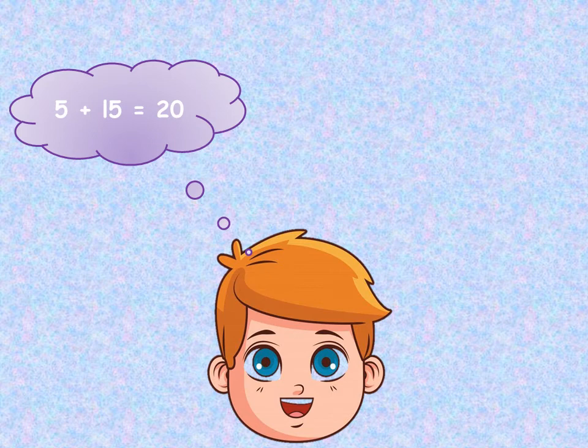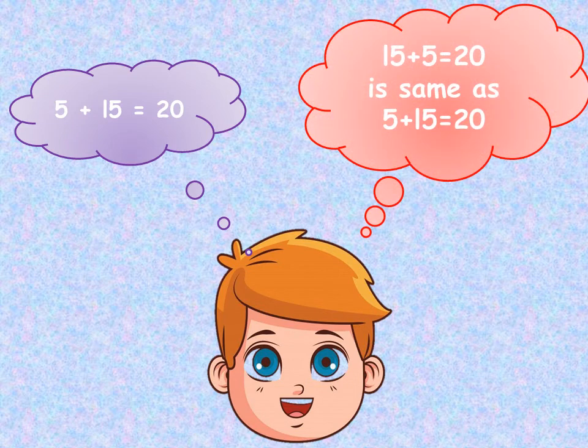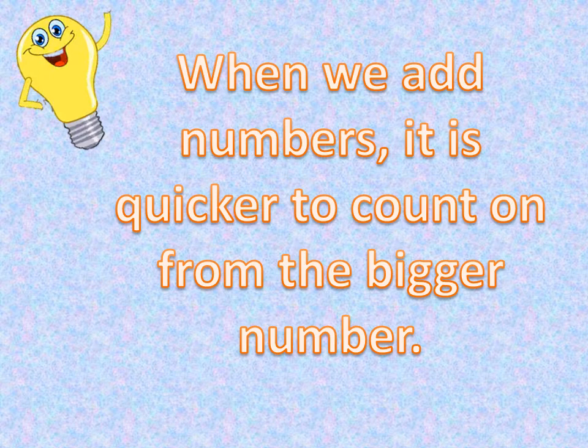5 plus 15 is equal to 20. 15 plus 5 is equal to 20 is the same as 5 plus 15 is equal to 20. Remember children, when we add numbers, it is quicker to count on from the bigger number.